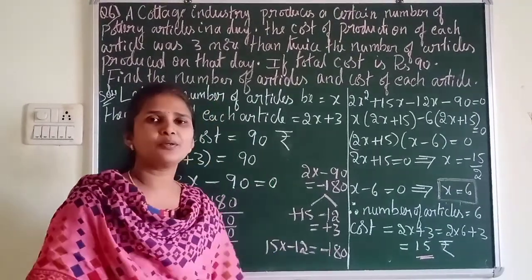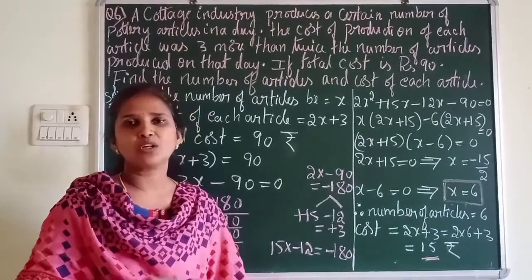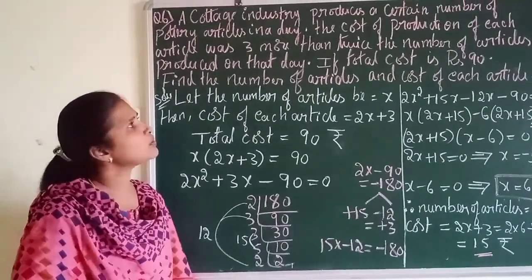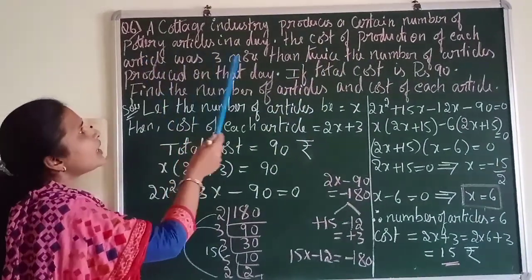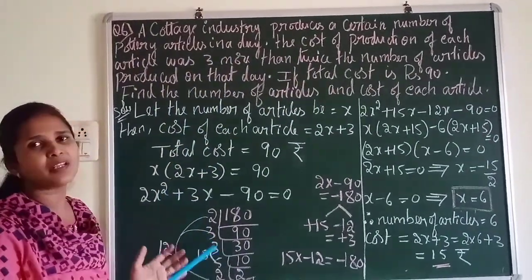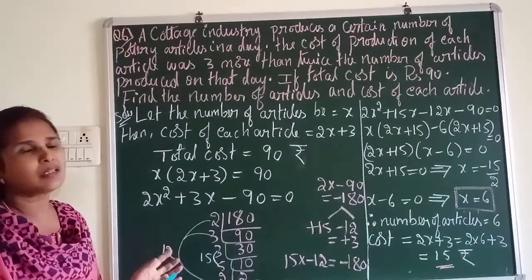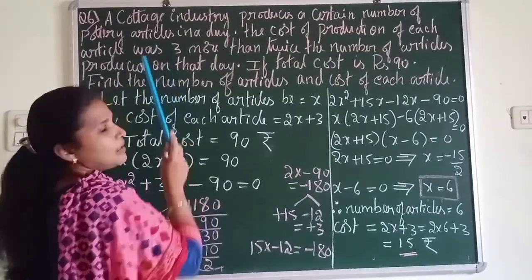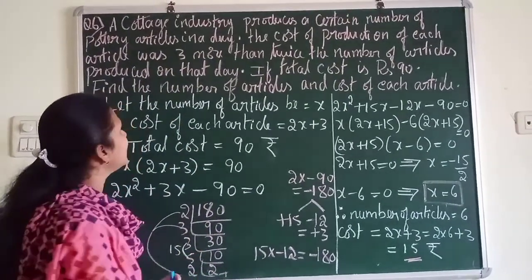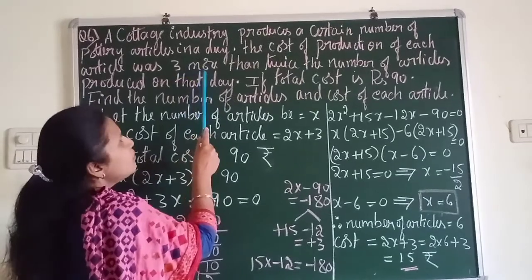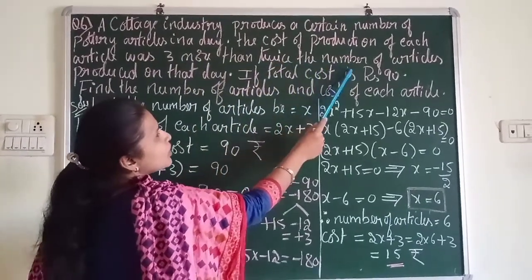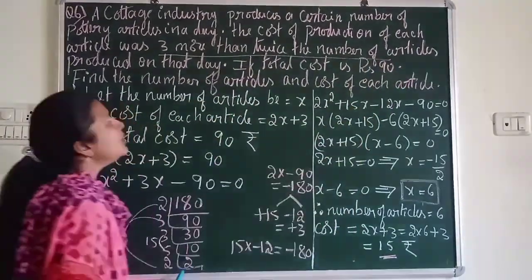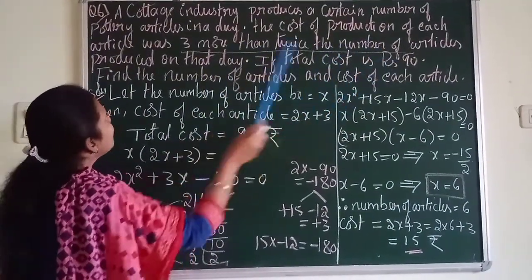So next, question number 6. This question is related to the number of articles and the cost of an article. Let me read the question. A cottage industry produces a certain number of pottery articles in a day. It means it is an industry where they produce certain articles in a day. He has given the cost of production of each article. The cost of one article is 3 more than twice the number of articles. So this sentence is very important here: 3 more than twice the number of articles.